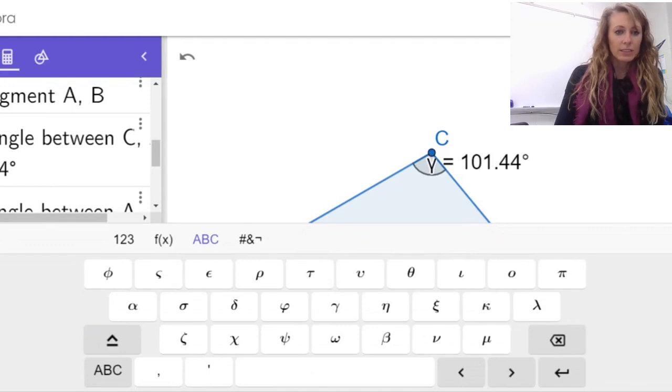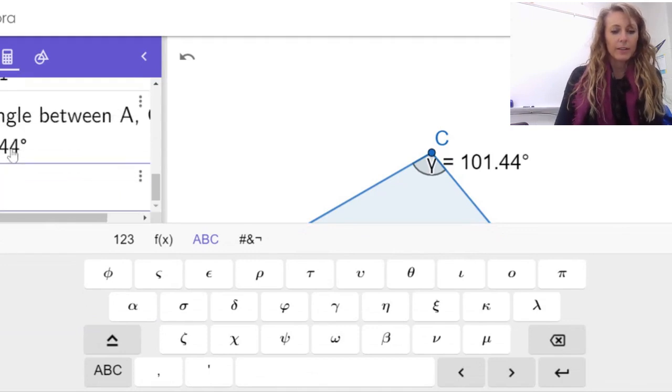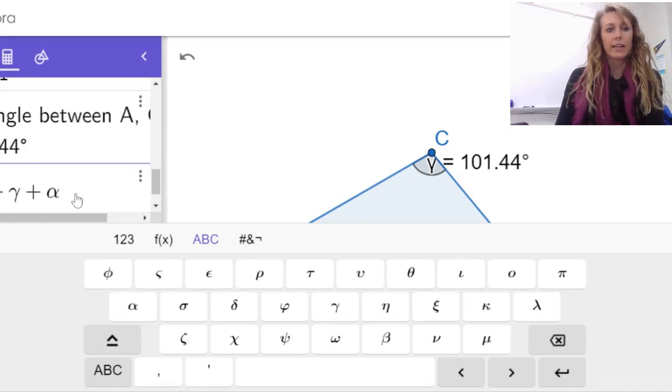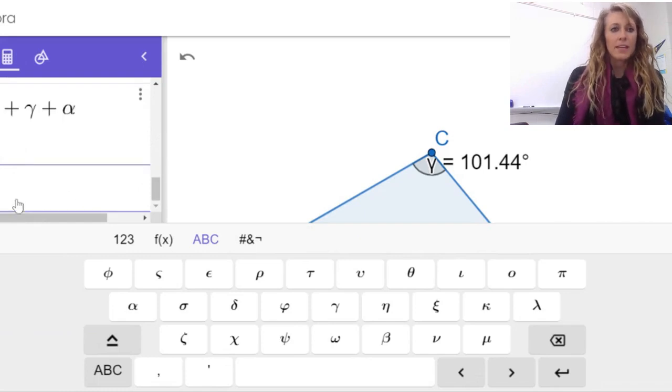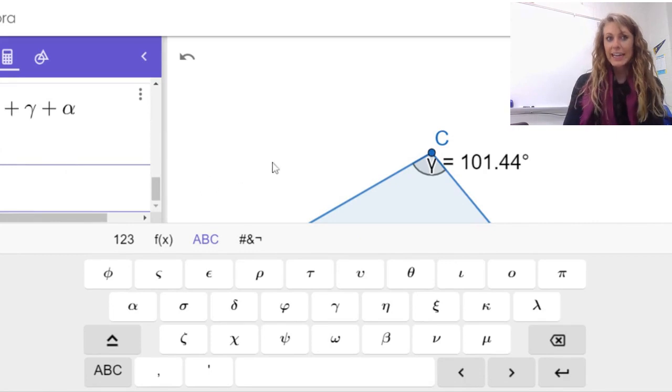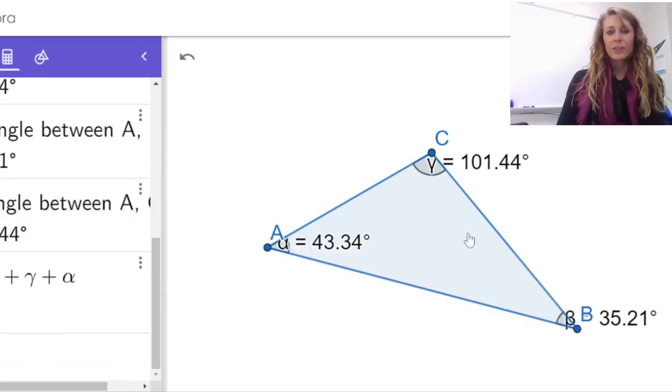So if I say equals, where are we here? And then I add those 3 Greek letters, okay, alpha, beta, and gamma. It says that it's 180 degrees. So this triangle right here is 180 degrees.